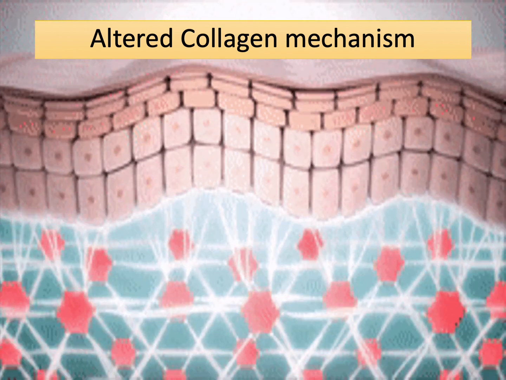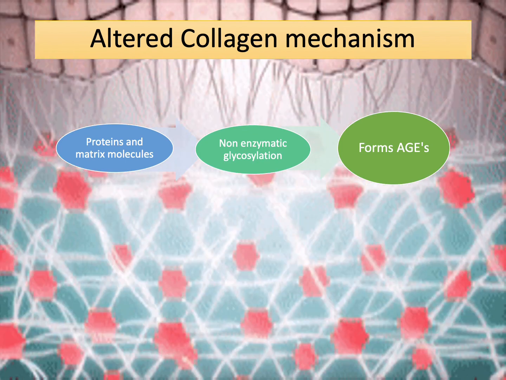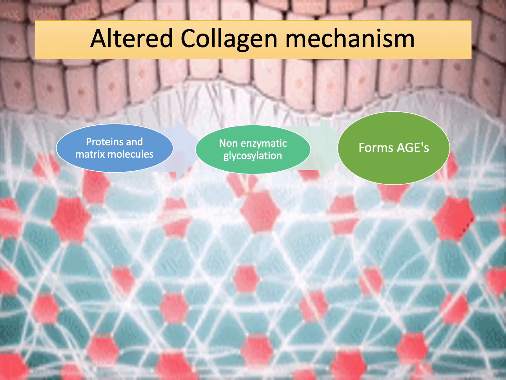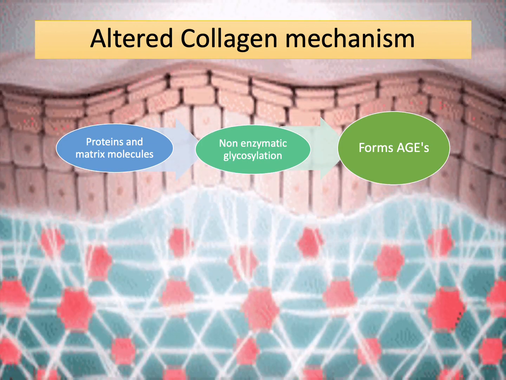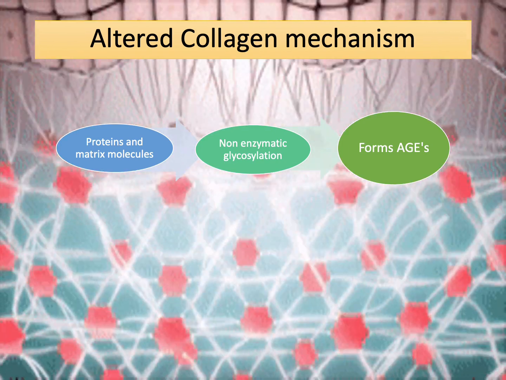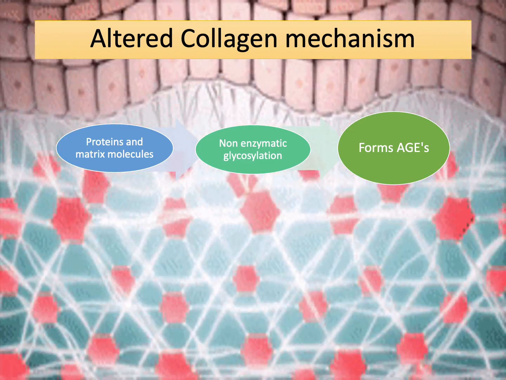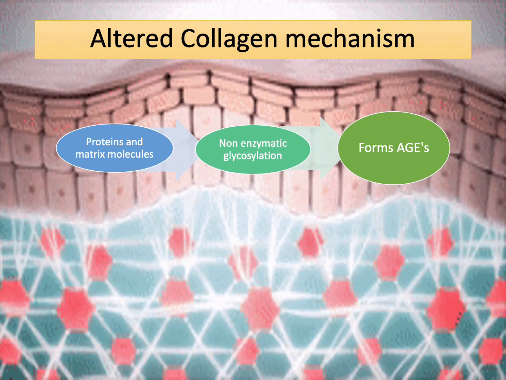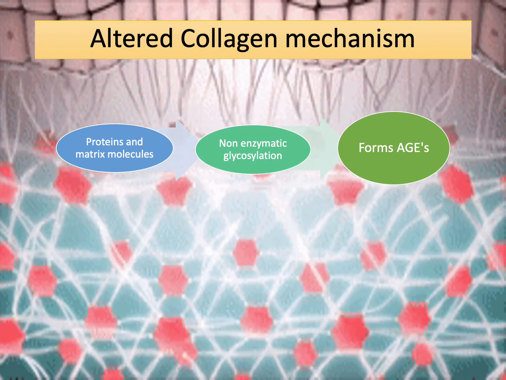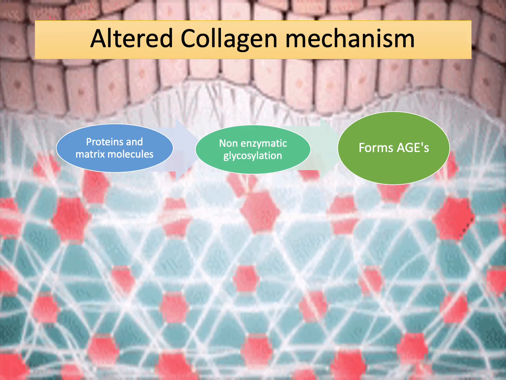is altered collagen metabolism. Chronic hyperglycemia affects the synthesis, maturation and maintenance of collagen and extracellular matrix. The proteins and matrix molecules undergo non-enzymatic glycosylation, resulting in the formation of accumulated glycation end products, AGEs. This formation of AGEs occurs at normal glucose levels also, but is excessive in hyperglycemia.